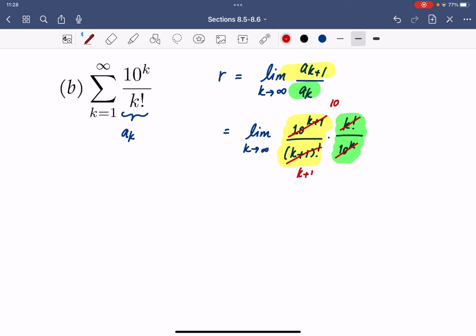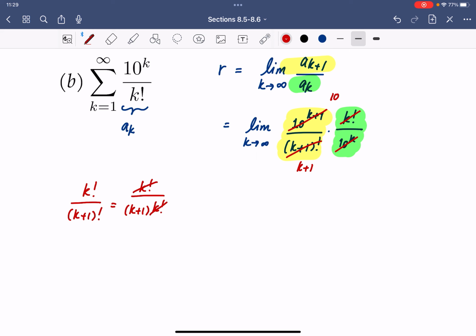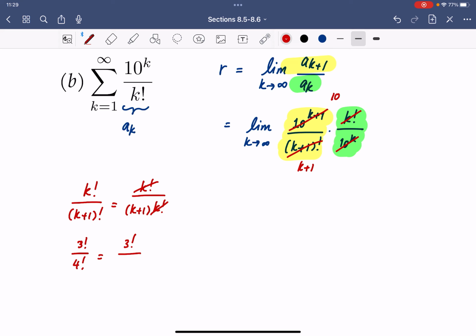Cancel k plus 1. If you feel like, I don't know how to cancel the factorial, think this way. k factorial over k plus 1 factorial is the same thing as k factorial over k plus 1 times k factorial, and then that means you can cancel k factorial. Something like you have 3 factorial over 4 factorial, it's going to be 3 factorial over 4 times 3 factorial, and then you cancel. It's going to be that number, k plus 1. So at the end here, you're going to have the limit of 10 over k plus 1.